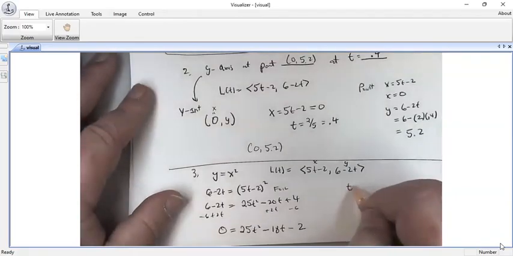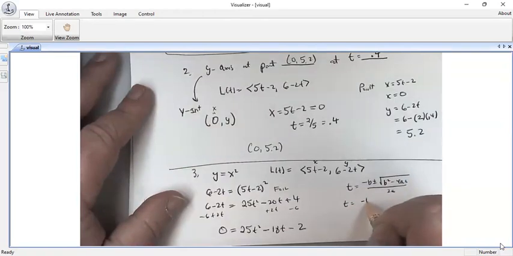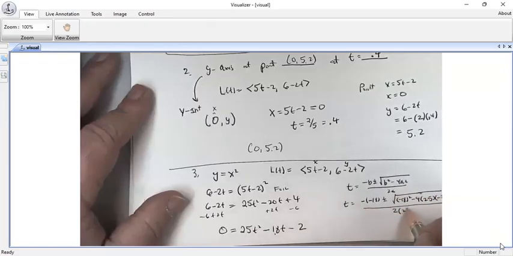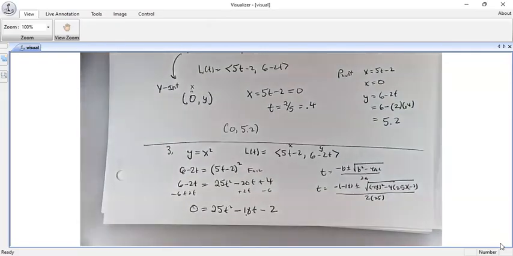So t would be equal to negative b plus or minus the square root of b squared minus 4ac all over 2a. So t would be equal to negative 18, b is negative 18, plus or minus the square root of negative 18 squared minus 4 times a, which is 25, times c, which is negative 2, all over 2 times a, which is 25. And it gives me 2 crappy decimals, right?